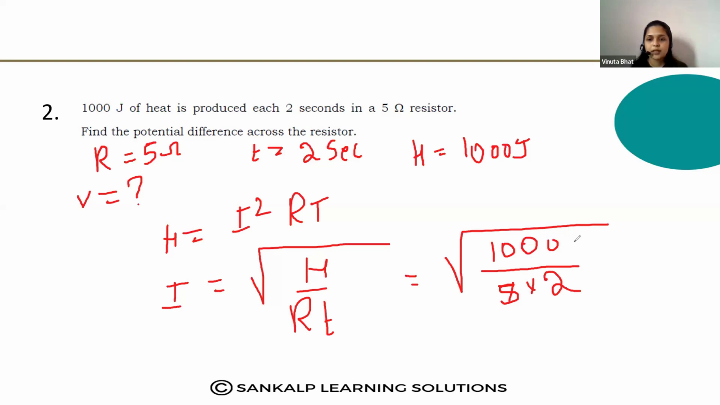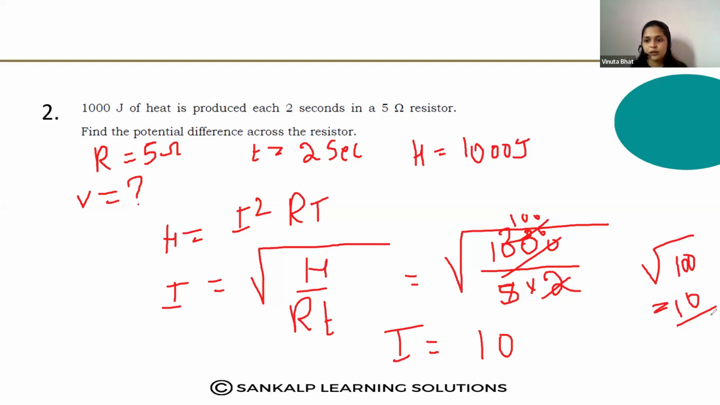So if we cancel this, 200 and 2 ones are, so square root of 100. Square root of 100 is equal to 10. So I is equal to 10 ampere. So we know the value of I.